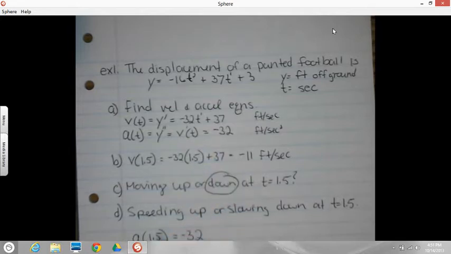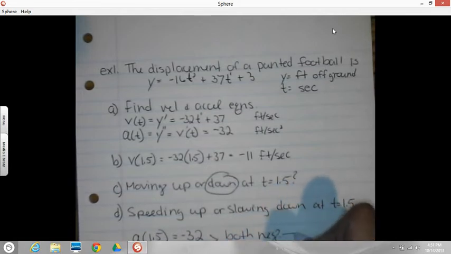So because acceleration is negative, and the velocity is also negative, both negative means it's speeding up. You have to look at both of them to answer a speeding up or slowing down question. You cannot look at one alone by itself.